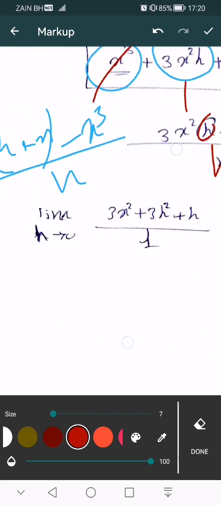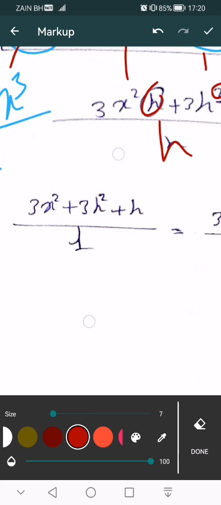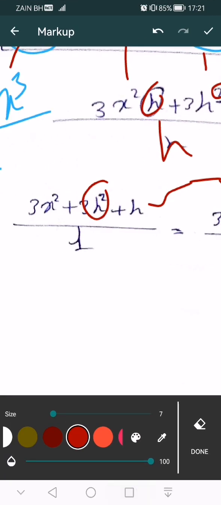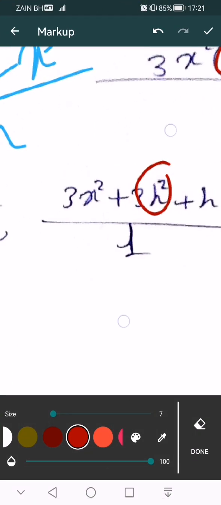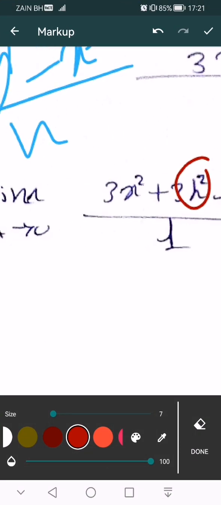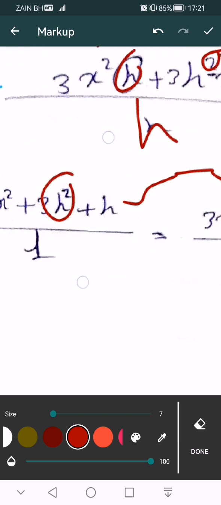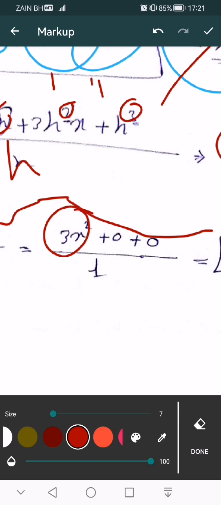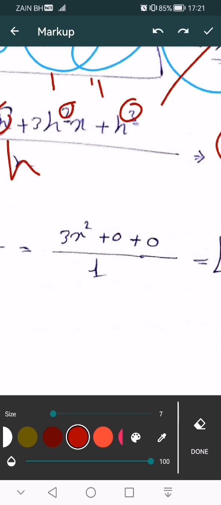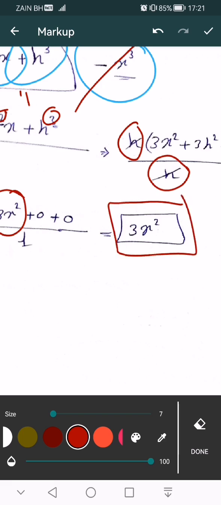Now you have to substitute in each h, you have to remove it and substitute by 0. So if it is 0, 0 will go, and yeah, the remaining will be 3x square. Okay, the remaining will be 3x square. So that is the answer.